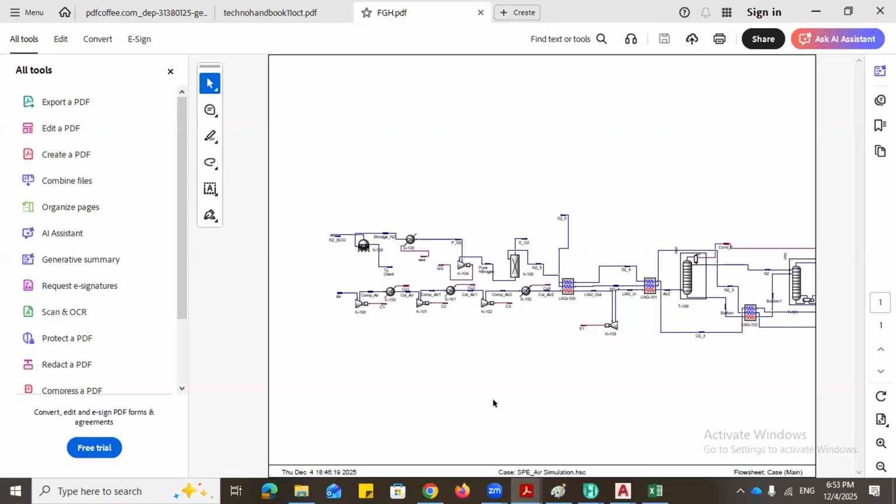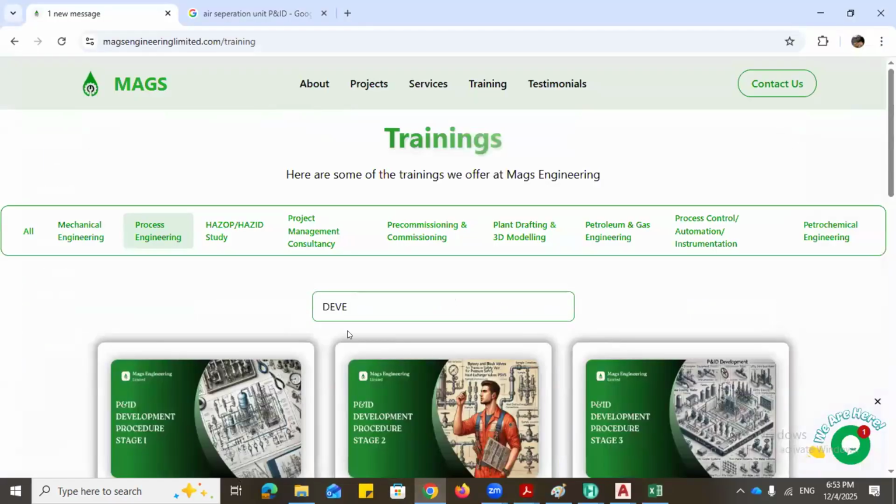So when you do your HYSYS simulation, then the next thing is what? Line sizing. Let me take you to this area. Under here, there's what we call sizing.